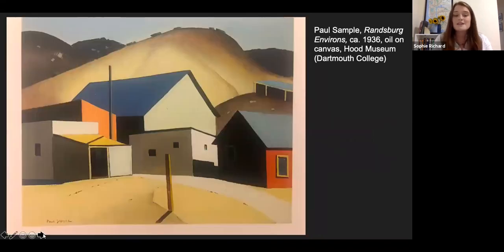Sample's style, however, was yet to change again for the third time as he focused on landscapes and away from the gritty urban scene. This type of stark regionalism is called precisionist landscape or documentary realism. It's devoid of human activity and instead renders agricultural and architectural details in crisp clarity.